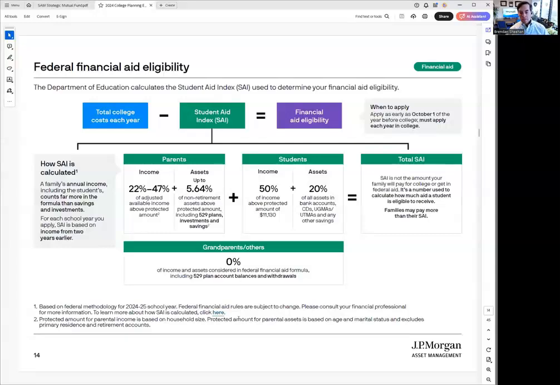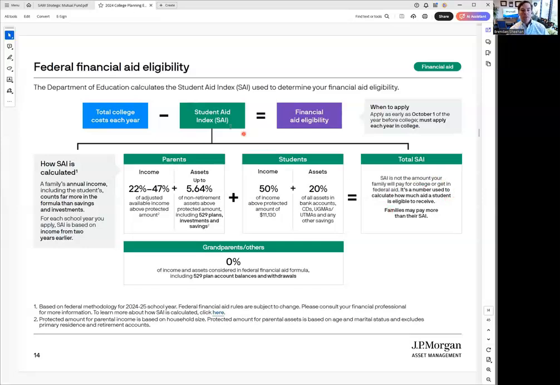In my research, I came across a really neat chart that does a really good job, in one slide, of showing how federal financial aid is actually calculated. So let me share that with you. What you see here is total costs per year minus this thing called the student aid index is your financial aid eligibility. What that means is not that the purple box is how much you're actually going to get in financial aid, but how much aid a student is eligible to receive.